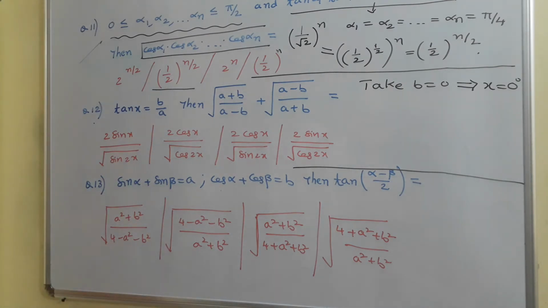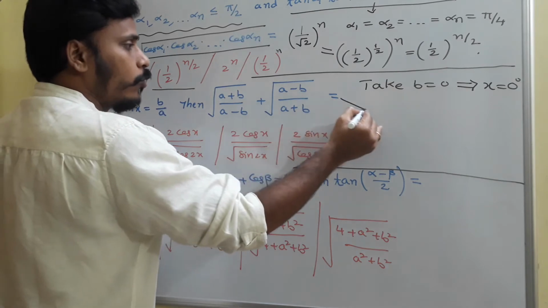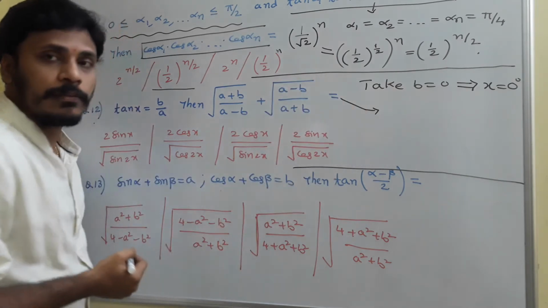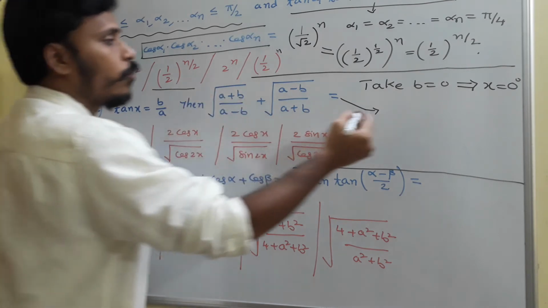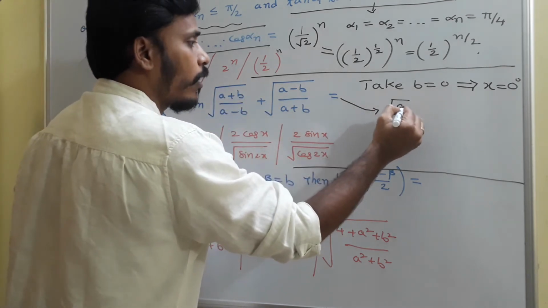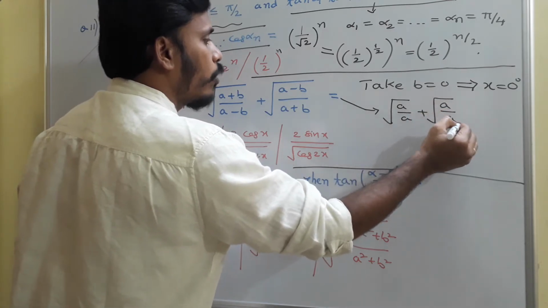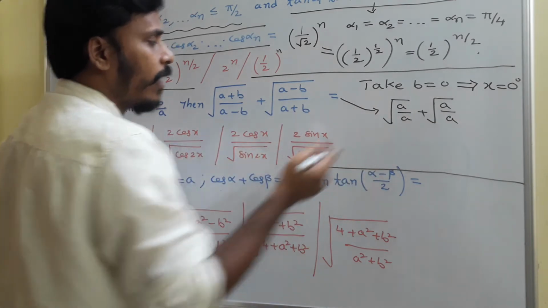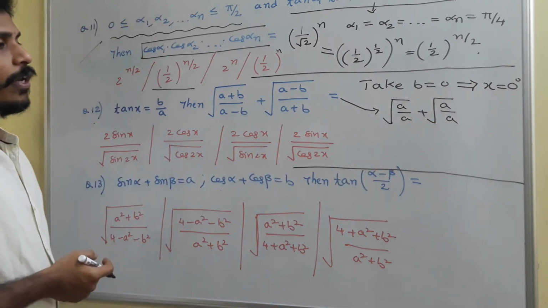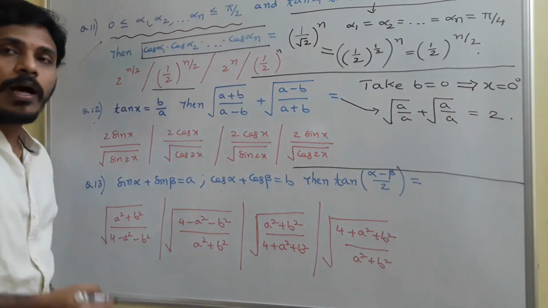Now we need to find the value of root of a plus b by root of a minus b, plus root of a minus b by root of a plus b. From the given relation, if you replace b with 0, then you will get root of a by a plus root of a by a. That is very clear: a by a is 1, root 1 plus root 1, which is equal to 2. So your answer is 2.